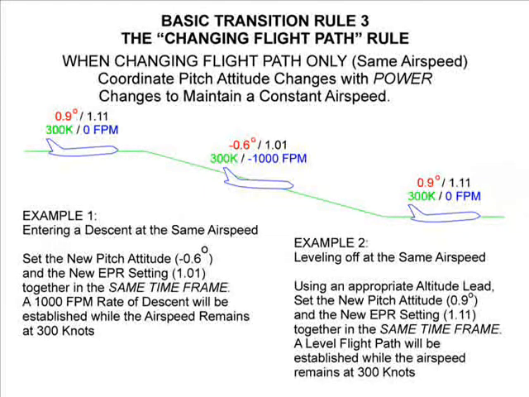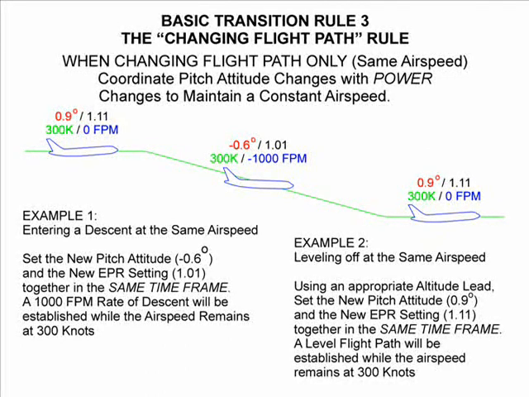This demonstration illustrates Rule 3, which is called the changing flight path rule. It states, when changing flight path only, while maintaining the same airspeed, coordinate pitch attitude changes with power changes to maintain a constant airspeed. This demonstration shows how the rule is applied to the transition from one flight path to another while maintaining a constant airspeed.